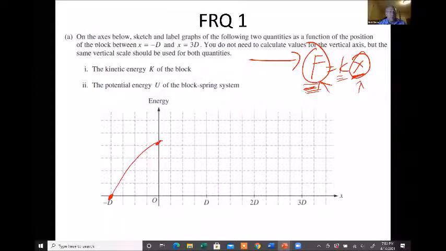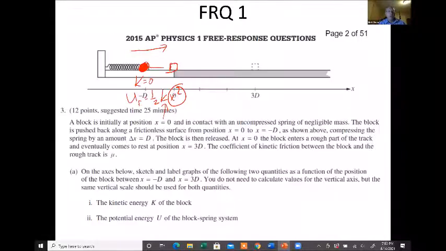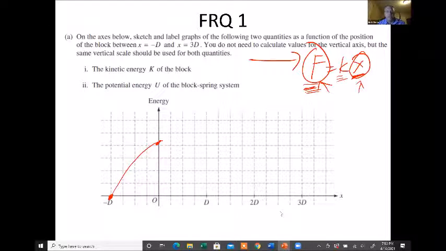So let's read something here. Let's go back to the prompt for just a second. It says the block's released at x equals 0. The block enters a rough part of the track, which means what kicks in at that point? Frictional force. And from 0 all the way out to 3D, what kind of shape should we show as we're drawing the kinetic energy in?